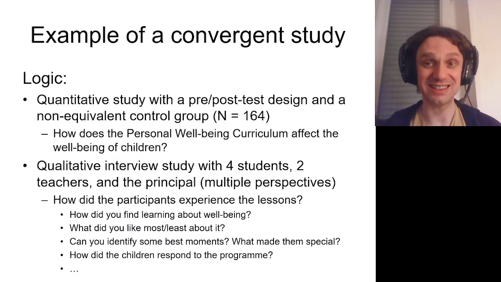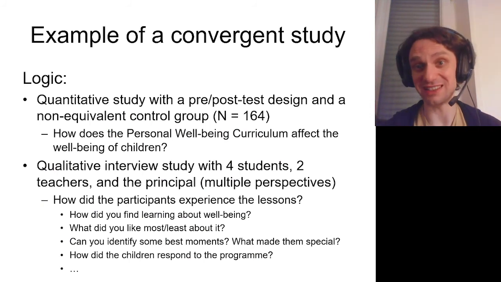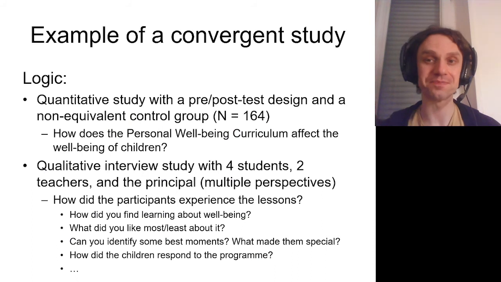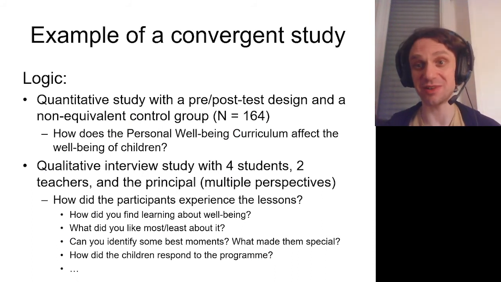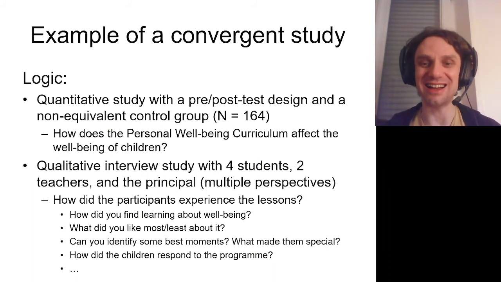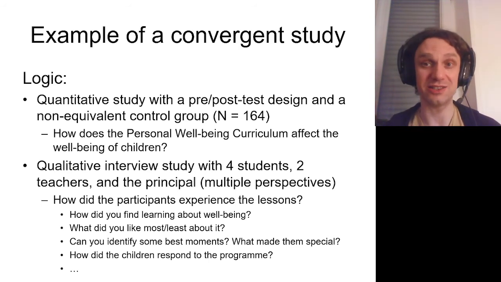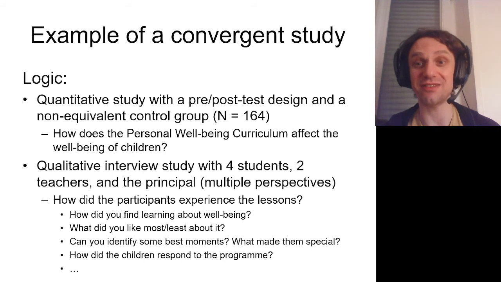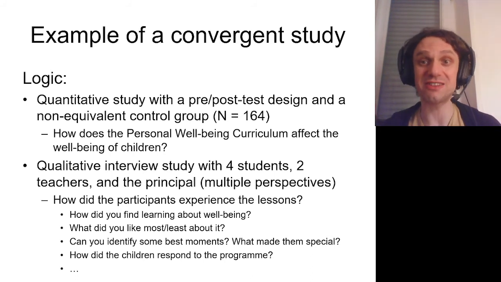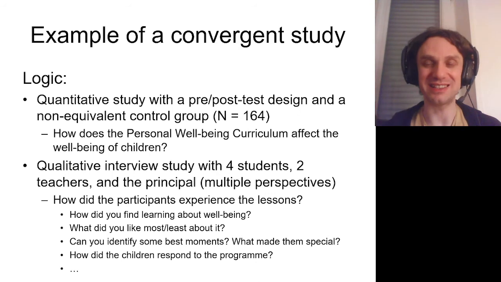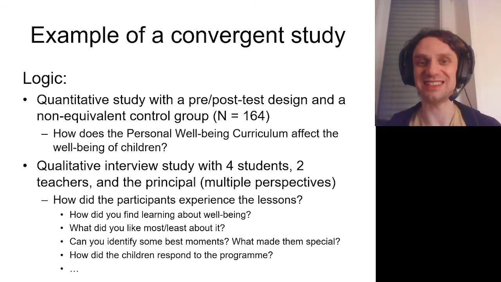And in this study, this program was implemented in one school. Another school was a control school. And in this experimental school, there was a pre-test and a post-test in September and in June, respectively. So essentially, it was a very classical research design with a non-equivalent control group, non-randomized because it was from a different school. But it was also complemented by a qualitative series.